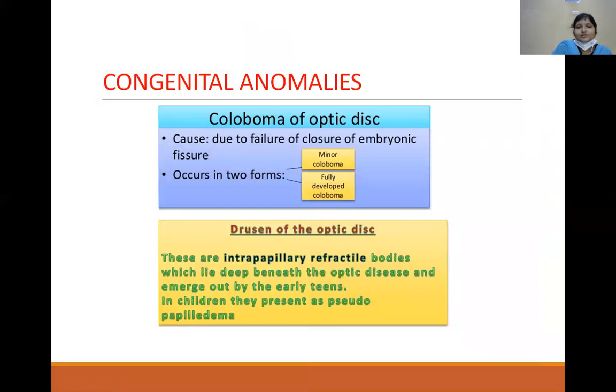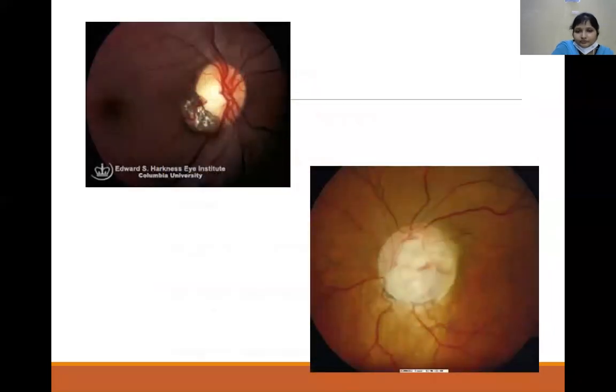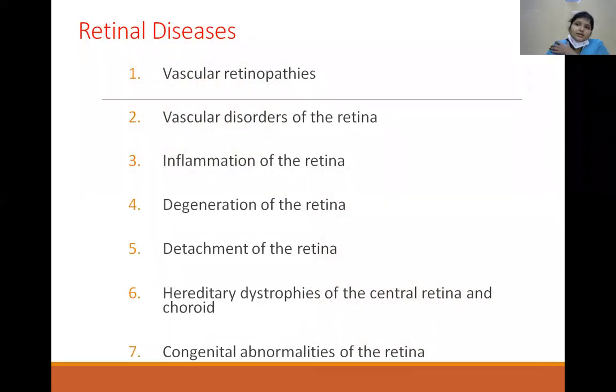Next is drusen. These are intrapapillary refractile bodies. They lie deep beneath the optic disc and emerge by the early teens. In children, they present as pseudo-papilledema. Papilledema means edema of the disc margin. There are other congenital disc anomalies like hypoplastic optic disc, myelinated nerve fibers, and persistent hyperplastic primary vitreous. These are not very important for you, so I have not discussed them.